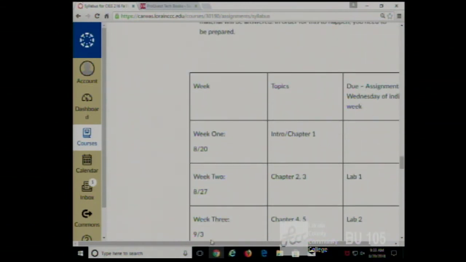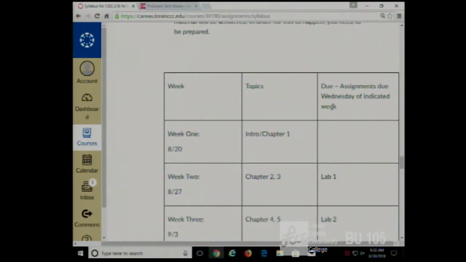Notice that assignments are due the Wednesday of the indicated week. I typically assign an assignment one week, and then it's due the following Wednesday. So your first lab I'm assigning today, the start of week one, is due Wednesday of week two. All right? I will aim to get a couple of assignments out there because the first assignment you can complete typically pretty quickly. All right? But again, that's kind of how it goes.